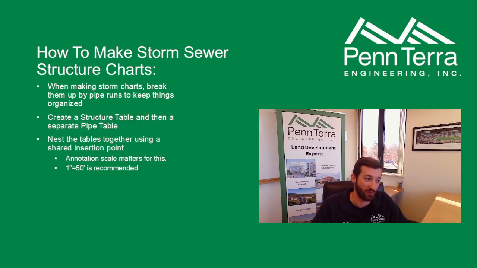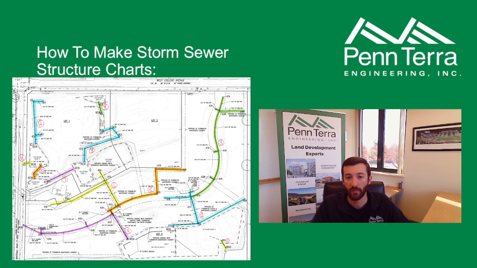Otherwise, it's going to make a really long storm chart that doesn't seem to have much order to it. So I usually break them up. I'm going to show you how I do that, an example of it here on the next slide. But after you have an idea of how you're going to break things up, you're going to create a structure table and then a separate pipe table, and those will get nested together to show all of the data that you need. And I'll show you how to do that as well.